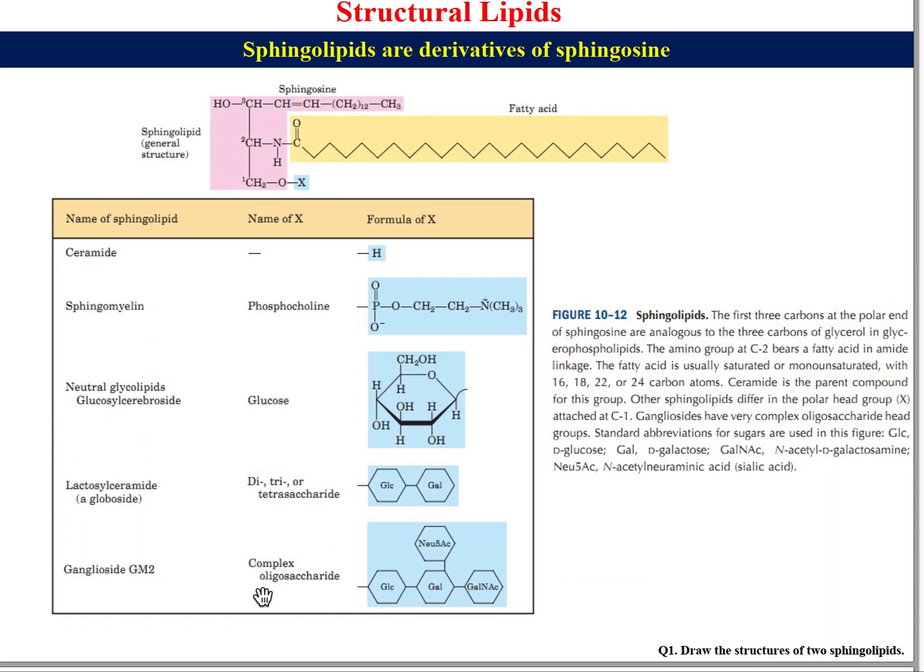If X is replaced by H, it will be called ceramide. If it's replaced by phosphocholine, it will be called sphingomyelin. If it is replaced by glucose, it will be called a neutral glycolipid, glucosylcerebroside.